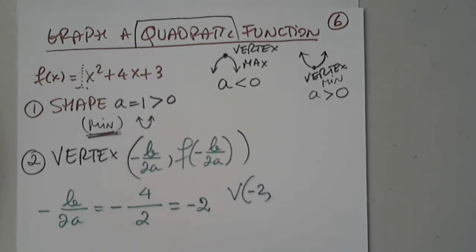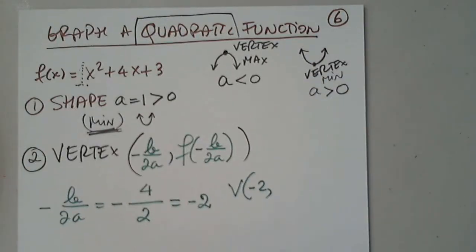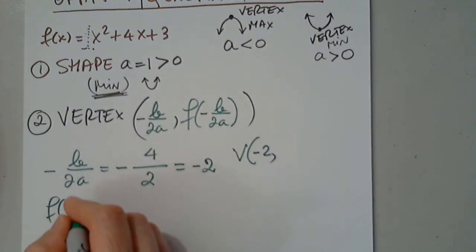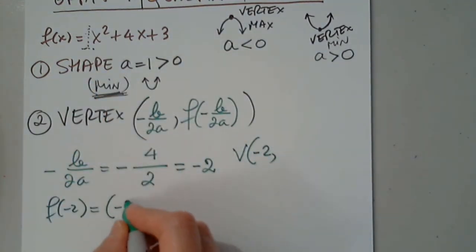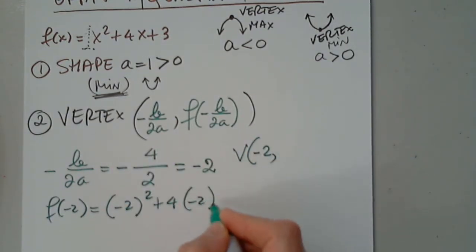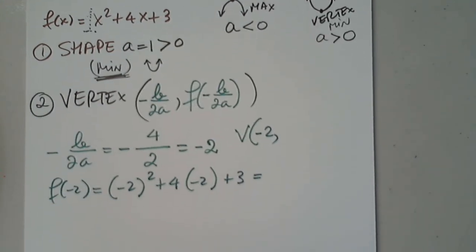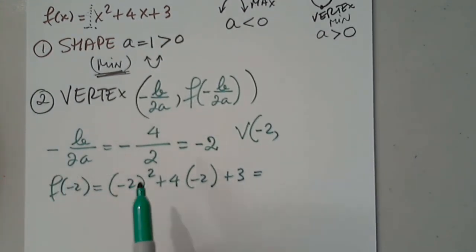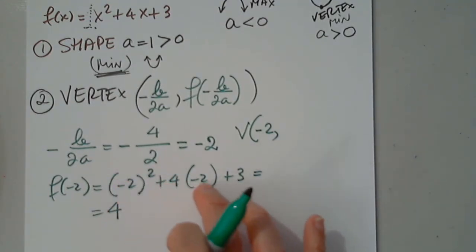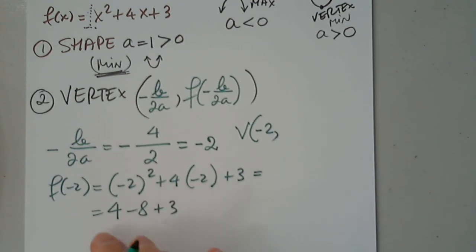Again, how do we find the y coordinate once we have x? Plug the negative 2 in. So f of negative 2, careful, negative 2 squared, that has to be in parentheses, plus 4 times negative 2 and plus 3. If you omit parentheses or if you plug it in the graphing calculator without parentheses, you will get a totally different number. It'll be a big surprise. So this has to be 4. Negative 2 times negative 2 is 4. This is negative 8 plus 3, 7 minus 8, negative 1.